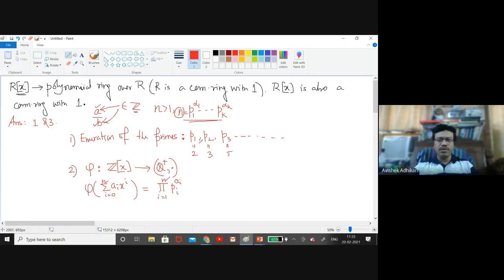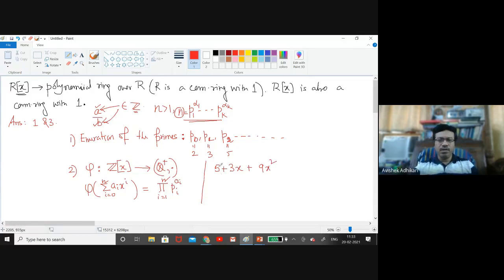I may start it from P0, since it's just an enumeration. So I can put P0, P1, P2, and so on. You know what your P0 is, you know what your P1 is, and so on. So suppose, for example, you have 5 plus 3x plus 9x squared.